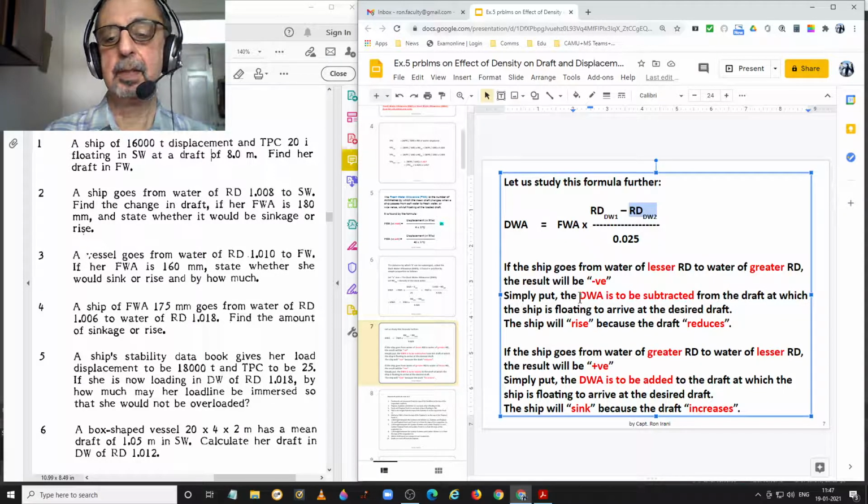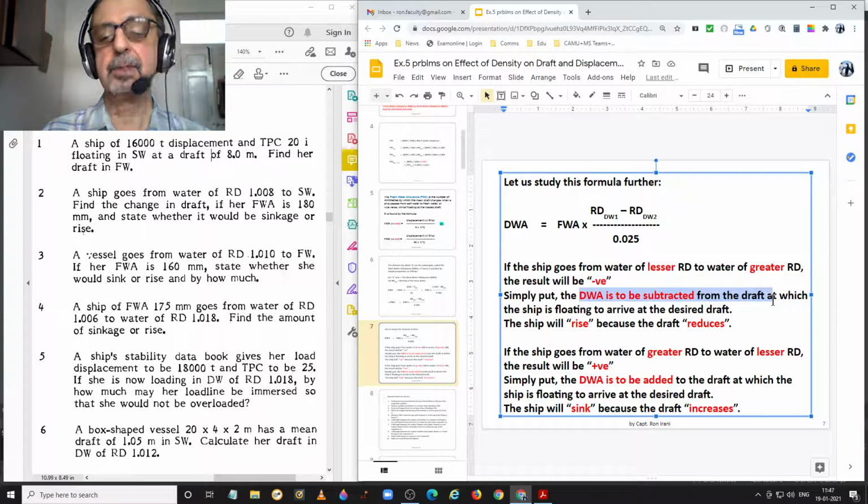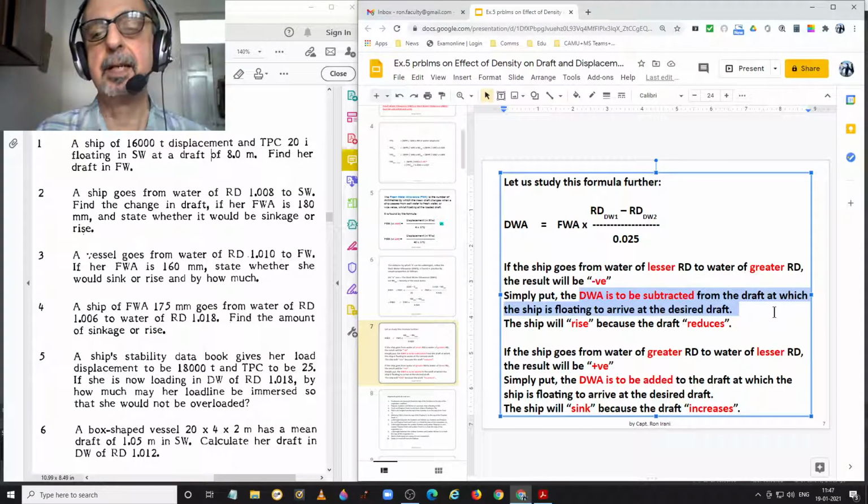Simply put, the dock water allowance therefore has to be subtracted from the draft at which the ship is floating to arrive at the desired draft. The ship will rise because the draft reduces.